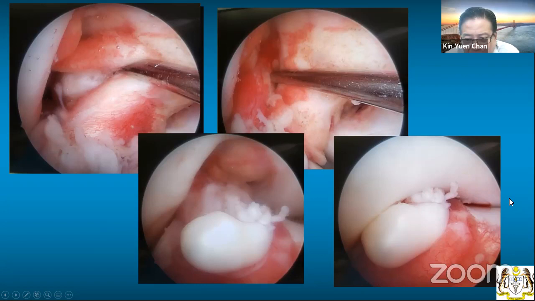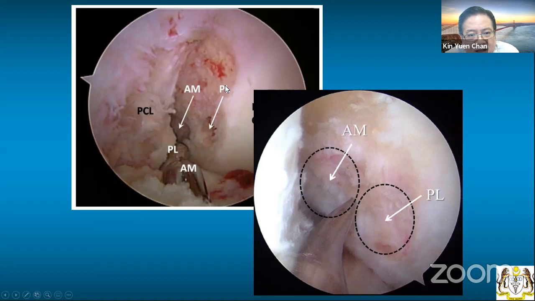And these are arthroscopic images showing the two tunnels on the femur side and on the tibial side. But if a single tunnel is reconstructed, the average point between the two center points of the AM and PL bundle is chosen as the ideal position to construct a single bundle.